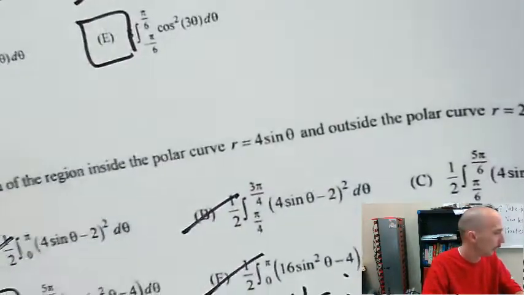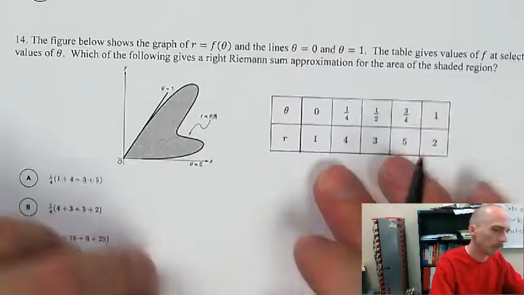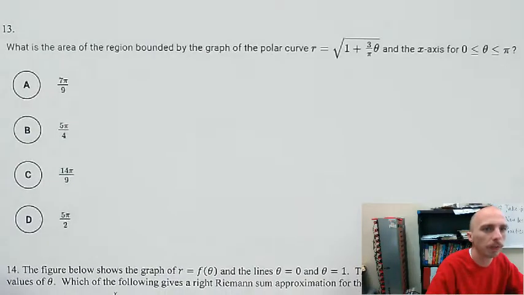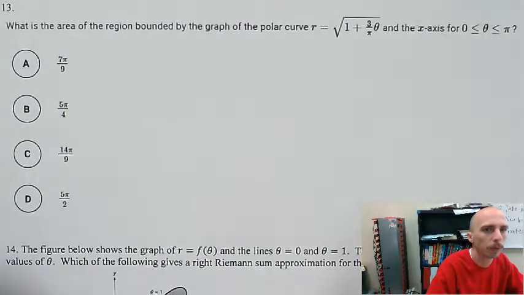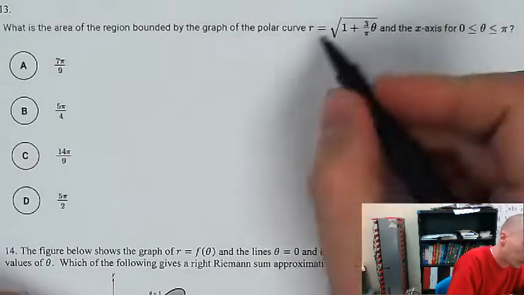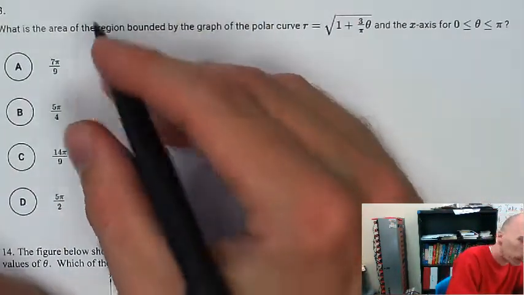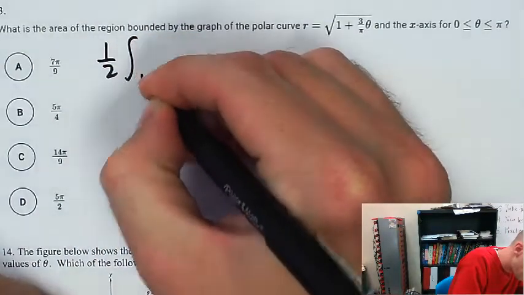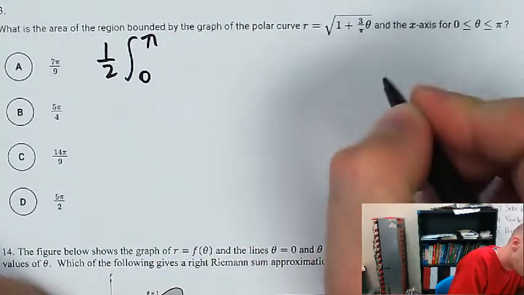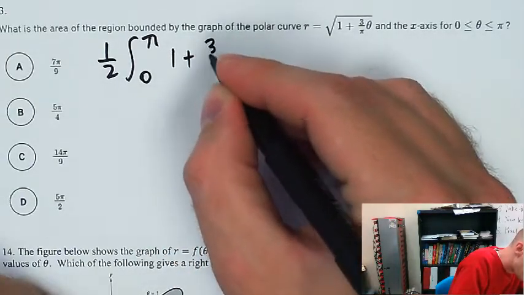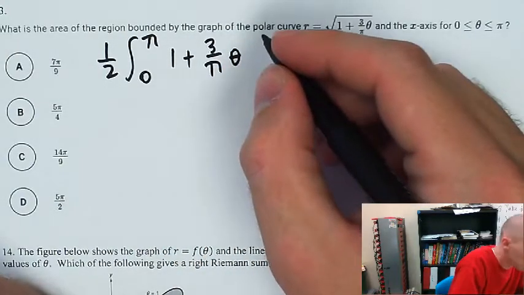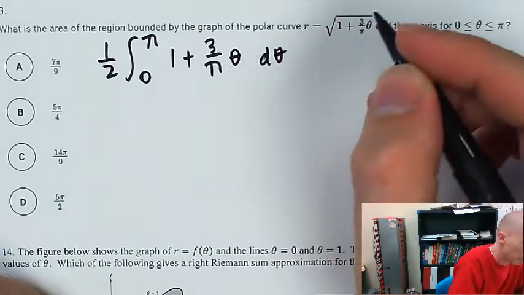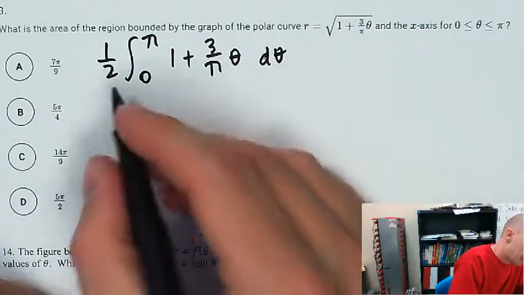All right, that wasn't so bad. Let's keep moving. This is the area of the region bounded by the graph of the polar curve and the x-axis for theta between 0 and pi. This one I'm going to do without a calculator, because I can tell you actually can. So it's 1/2 of the integral from 0 to pi. R squared is going to be 1 plus 3 over pi theta. All right, I'm going to anti-differentiate.